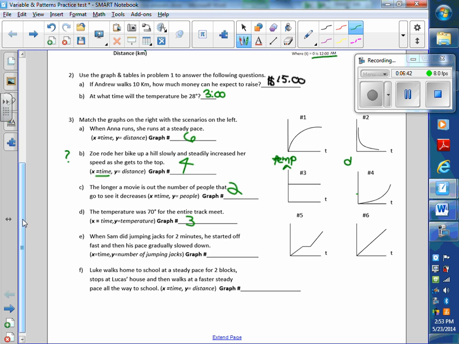So temperature never changed, so that must be 70. Yeah, it must be. Antonio, I don't get how it starts on the first time.